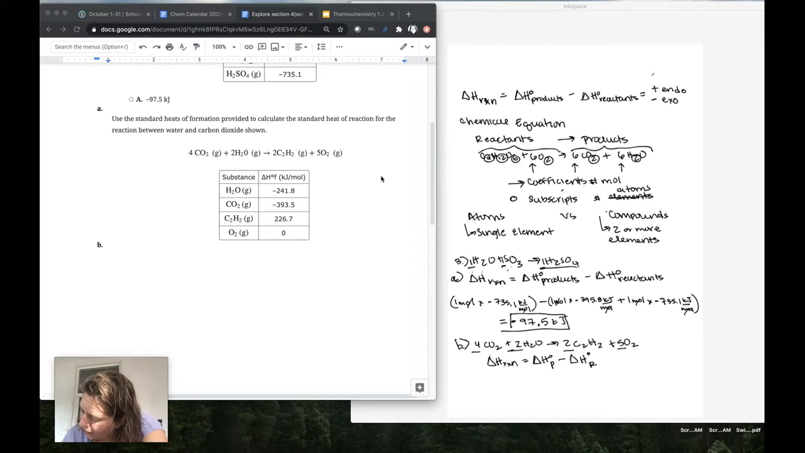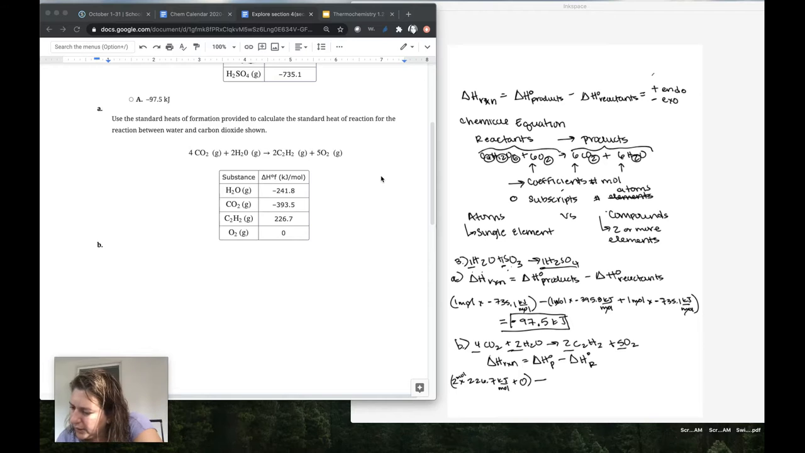So my products, I'm going to start off with that 2C2H2. And so that is going to be 2 times the value from the table, which is 226.7. So that was 2 moles times 226.7 kilojoules per mole. And then the value for oxygen is nice and easy. It's just 0. So that's an easy one. Subtract that from our reactants.